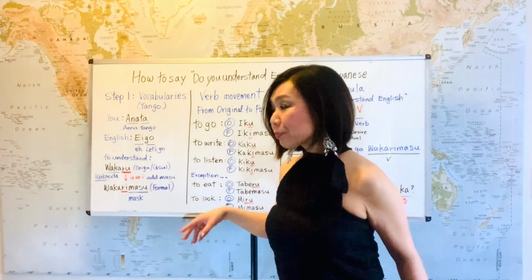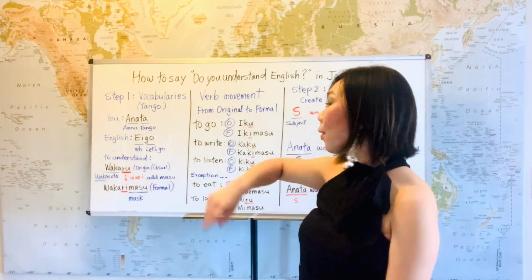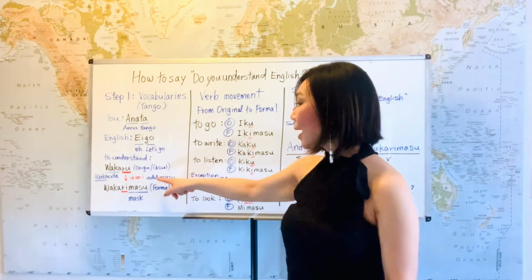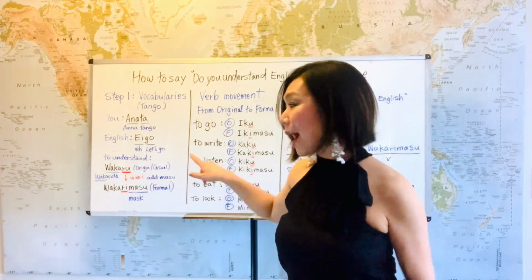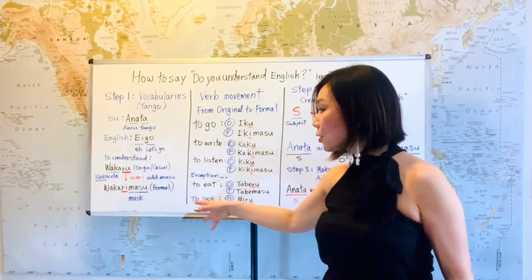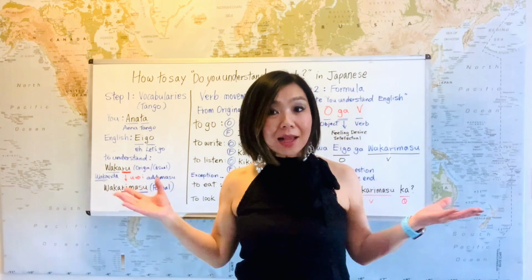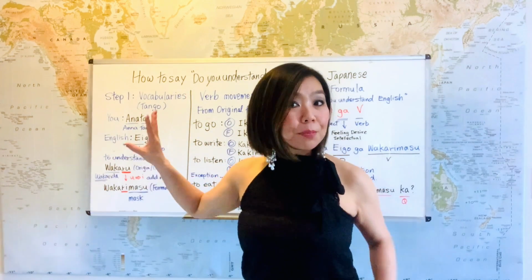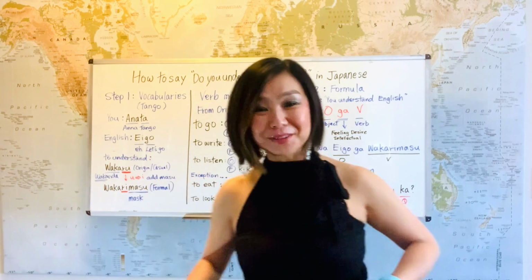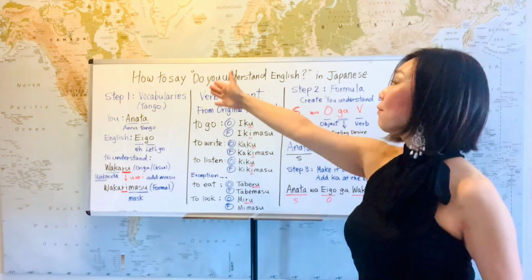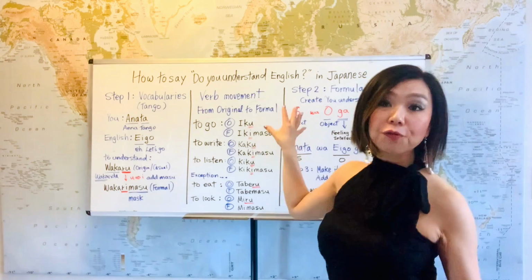Now, formal way. So to make it a formal way, we're going to change last u to i. Okay? And then we're going to add mas, like masks, mas. So ru as u becomes i and wakarimasu. Wakarimasu. So that's a formal way. This applies to 98% of the verbs. And then of course, there are some exceptions, right? And we're going to learn some verbs. We just talked about it. A verb movement from original to formal.